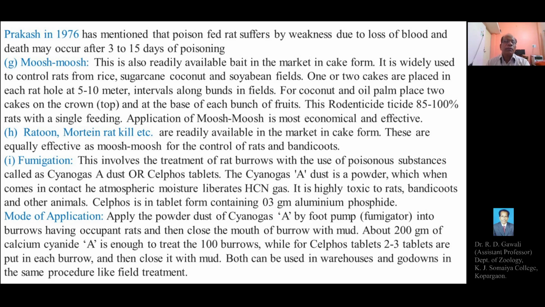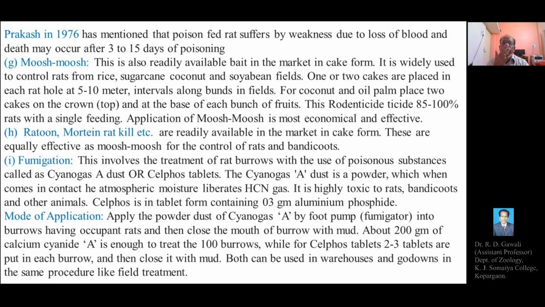In addition to these chemicals, we can employ the fumigation technique also. Fumigation involves the treatment of rat burrows with the use of poisonous substances called cyanogas A dust or sulfose tablets. The cyanogas A dust is a powder.